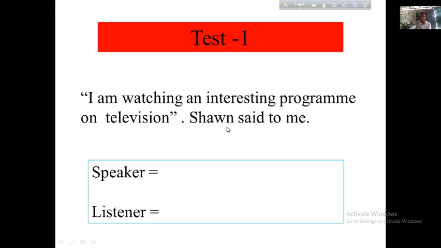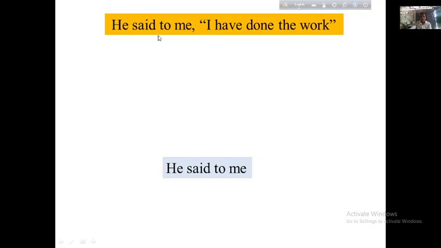Test 1 for you. "I am watching an interesting program on television," Shaun said to me. Write the speaker and listener. I hope you have already pointed out who is the speaker and who is the listener. The speaker of the sentence is Shaun and the listener is me. Okay. He said to me, "I have done the work."